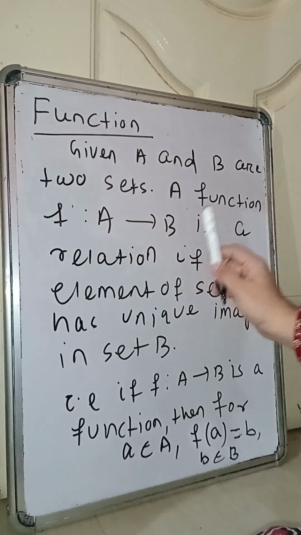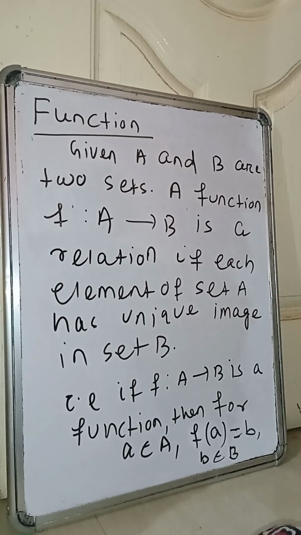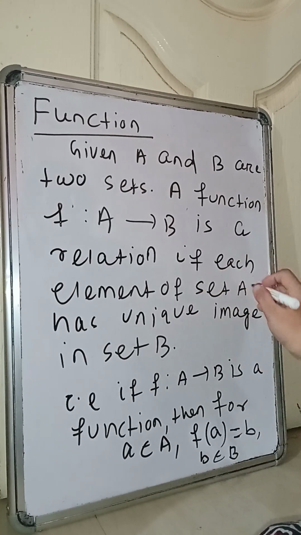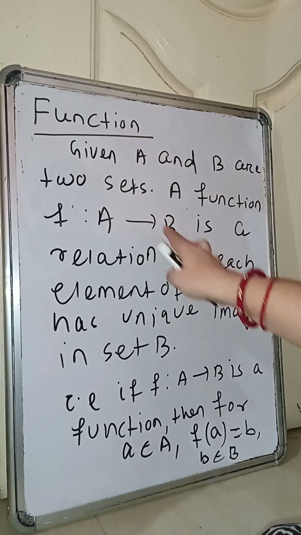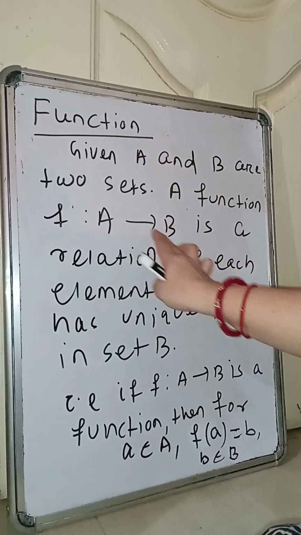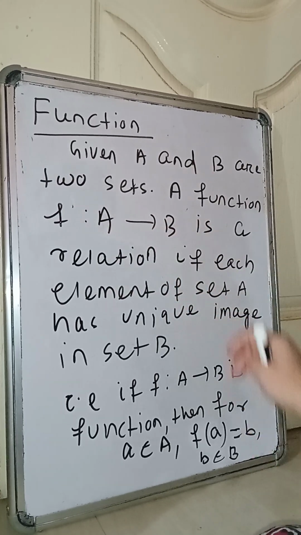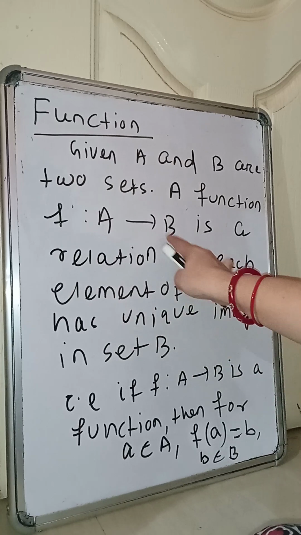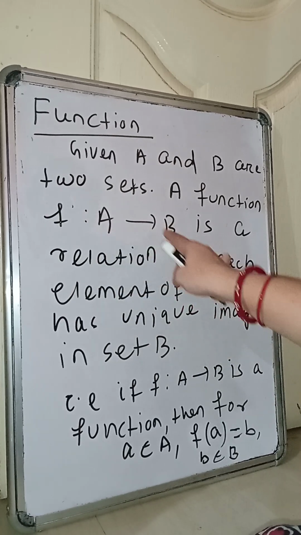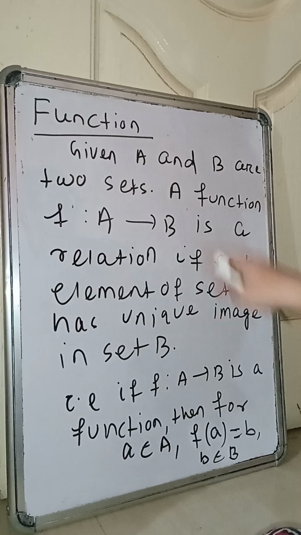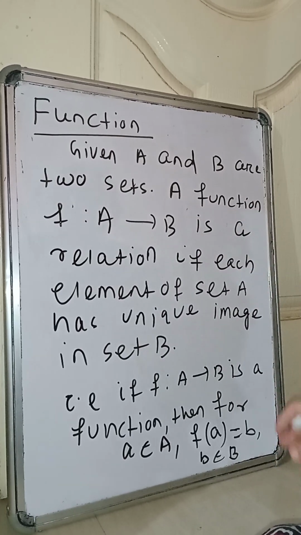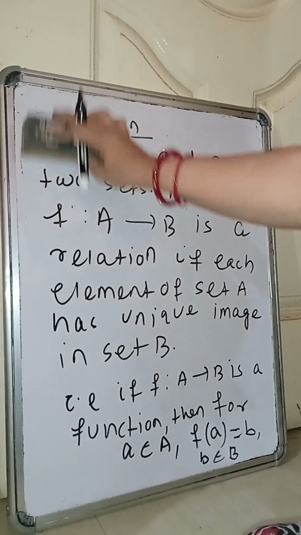So this function is a relation, but it's a special type of relation. Which type of relation? First of all, each element of this set has an image in set B, and the image is a unique image. Each element of set A has a unique image in set B. If this condition is satisfied, then a relation is said to be a function. So in other words, function is a special type of relation. You will be more clear through examples.